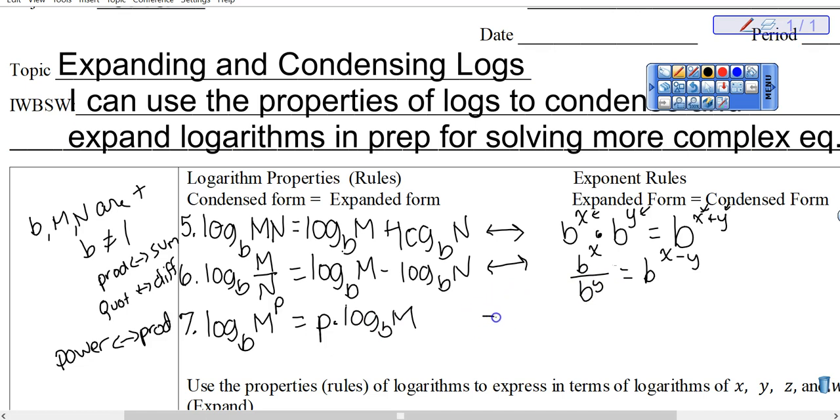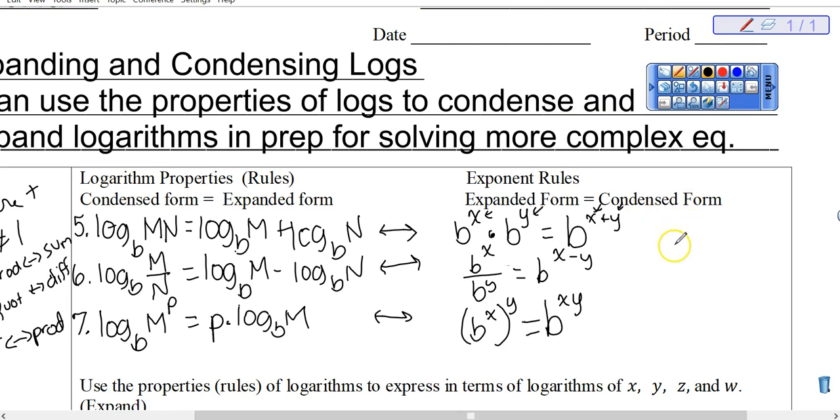And if I were to connect that to its exponential buddy, this would be the base raised to the x, raised to the y, is the same as the base raised to the x times y. It's just raising the x to the power of y, multiplying the powers. Okay, so they're really connected.